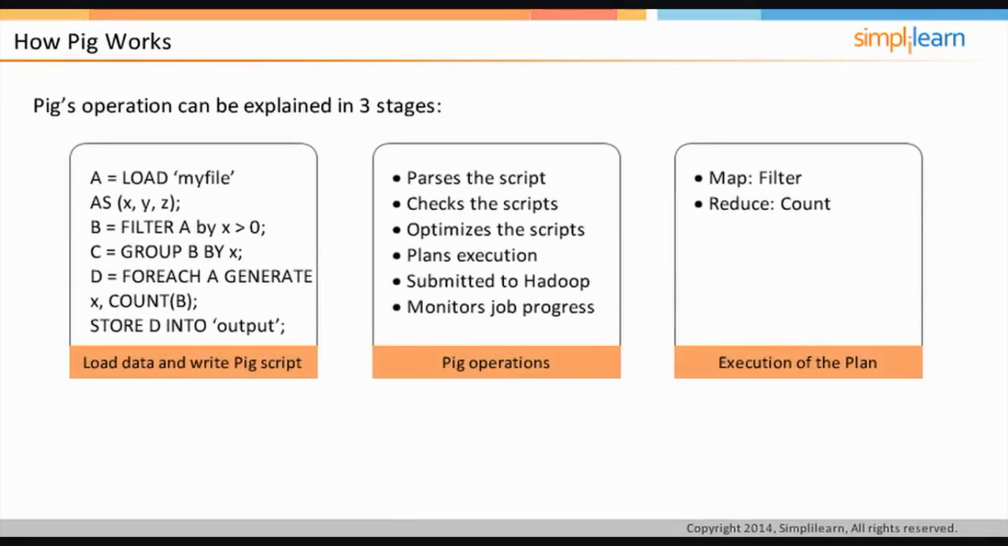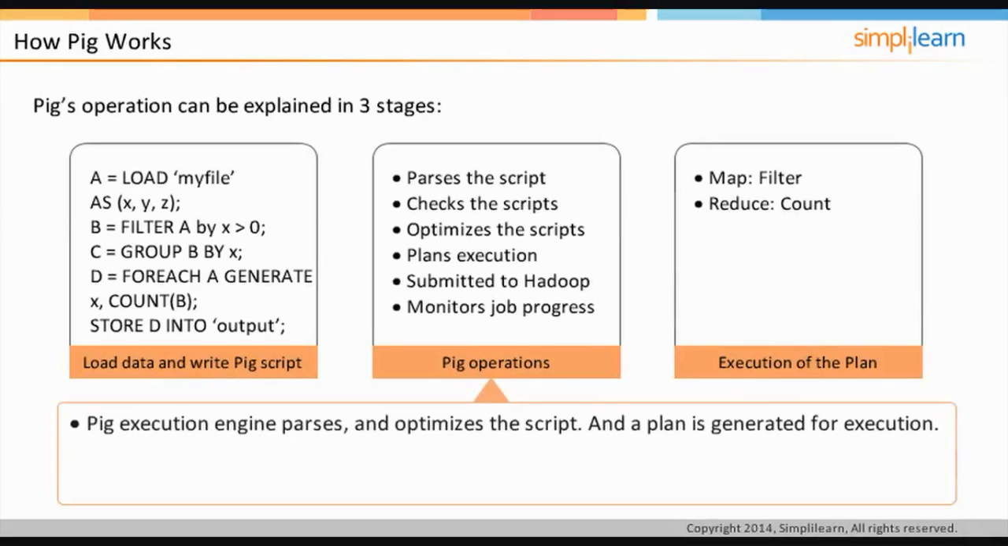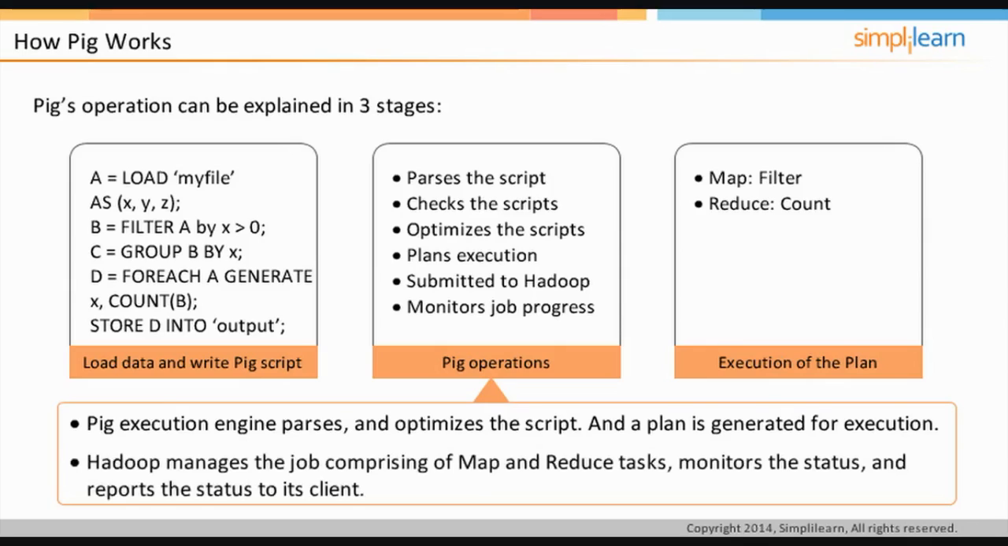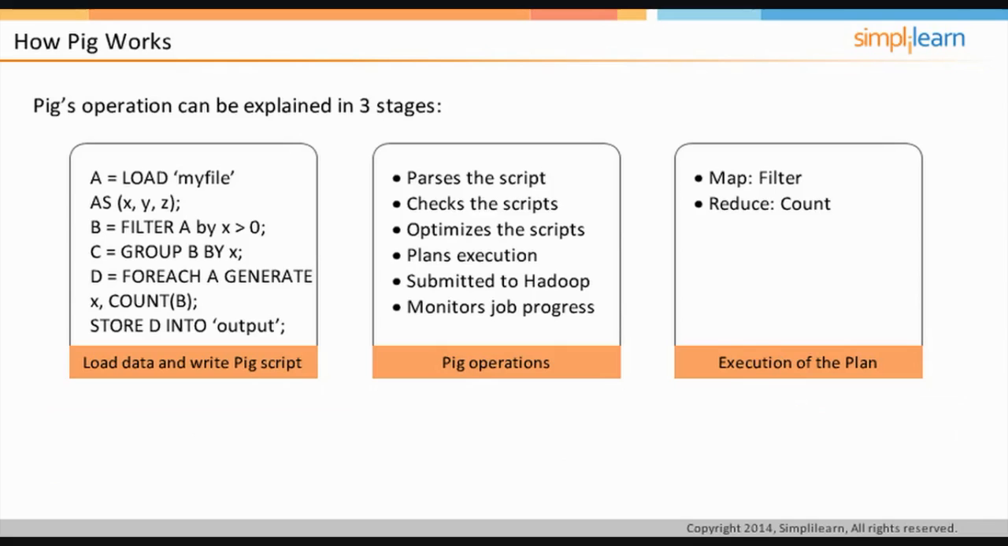Pig's operation can be explained in three stages. In the first stage, the data is loaded and a Pig script is written. In the second stage, the Pig execution engine parses and checks the script. If it passes through, the script is optimized, and a logical and physical plan is generated for execution. The job is submitted to Hadoop as a job comprising map and reduce tasks. Pig monitors the status of jobs using Hadoop API and reports the status to its client. In the execution stage, the results are dumped on the screen or are stored in HDFS depending on the user command. In the next screen, let us understand Pig's data model.